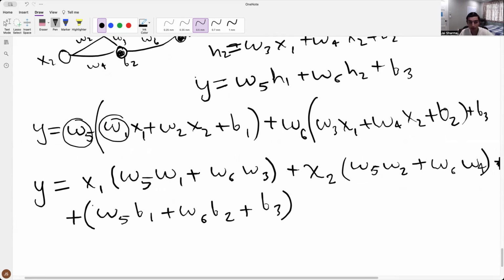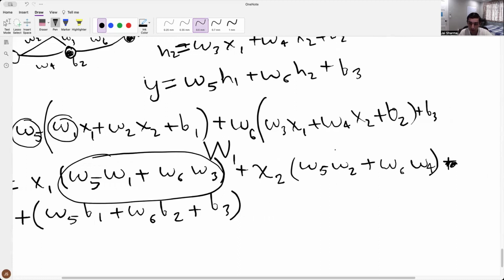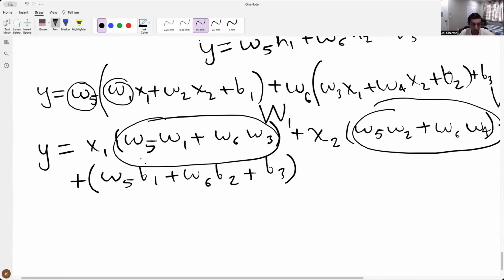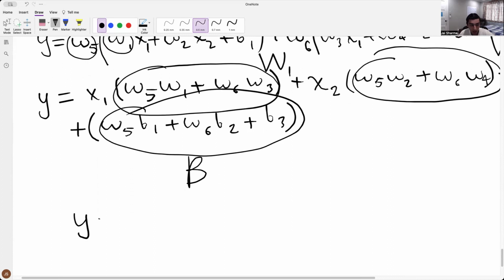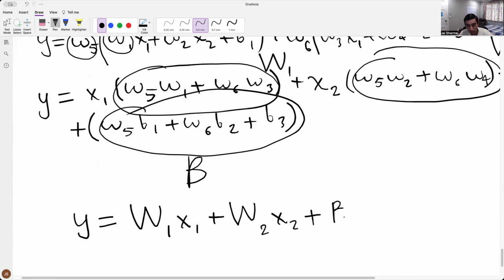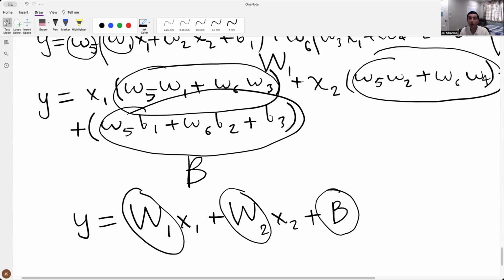I want to point out that this right here, let's say we said that this is capital W1, and then we took all of this and made this capital W2, and made all of this into capital B. Now, that reduces down to y equals W1 x1 plus W2 x2 plus capital B. So we could have just redefined the value for W1, redefined the value for W2, and redefined the value for B, and we would have gotten the same result as if we had done it for one layer.